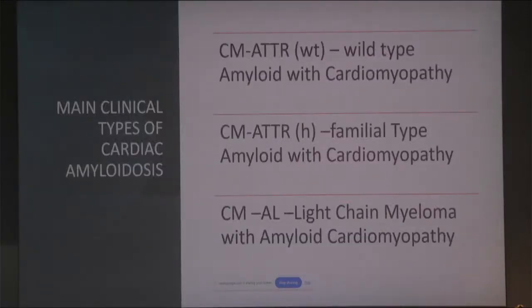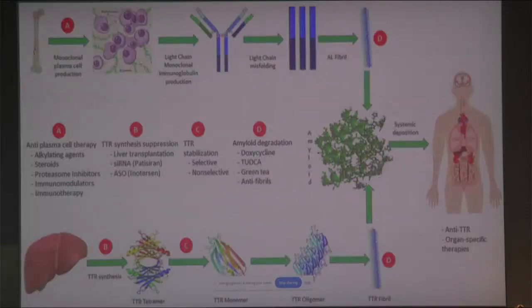So the main clinical type is CM-ATTR, wild type. So this basically is a wild type amyloid, what we see in the elderly persons, older persons, and no clear family history or familial gene is recognized. Other one is a familial type of cardiomyopathy, and other one is basically light chain cardiomyopathy. And see how the disease progresses, the pathophysiology. So one aspect is this light chain, which again leads to light chain misfolding, AL fibrils.